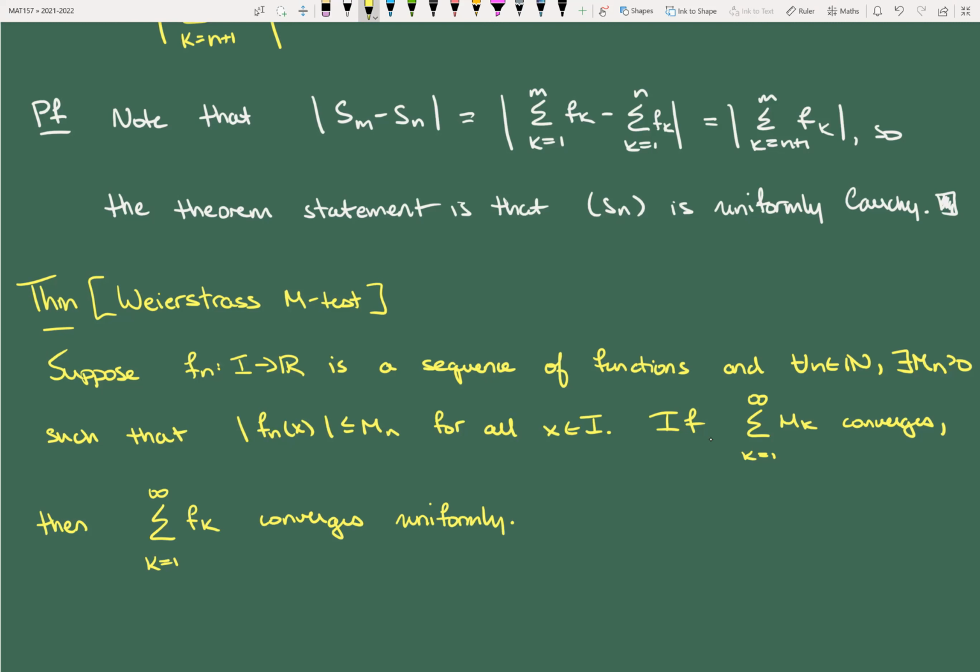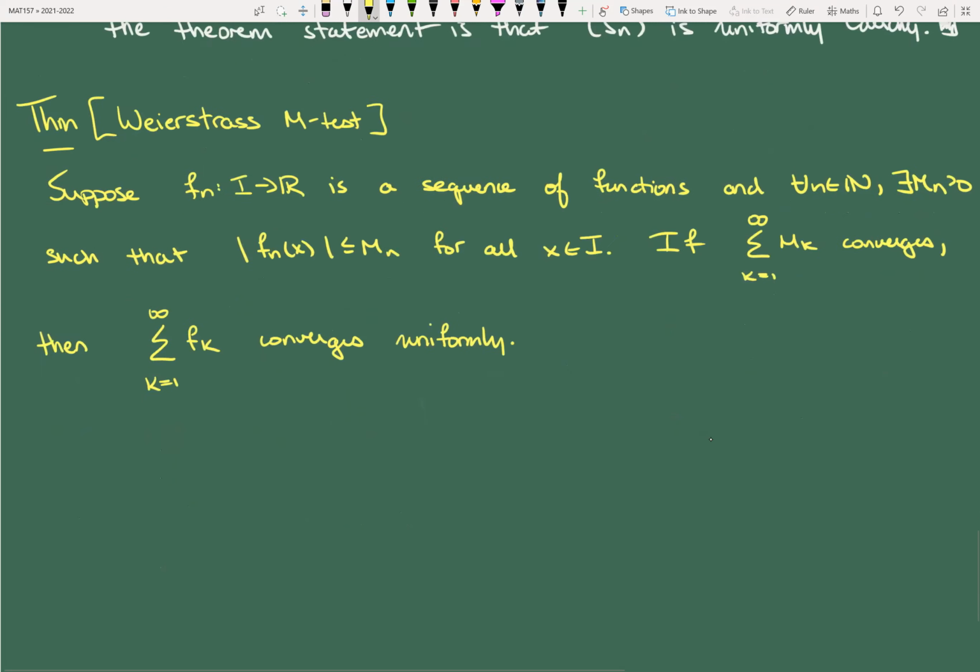Yeah, that is cool. Proof is so easy too. Okay, but yeah, if you can bound each of your functions with bounds that converge as a series, then you converge uniformly. Proof.